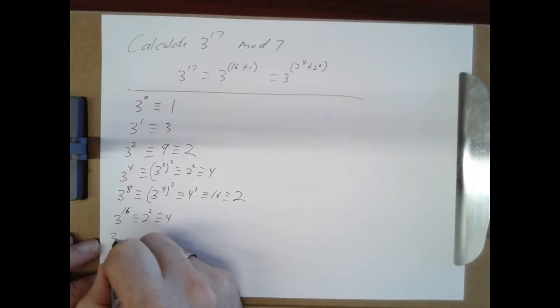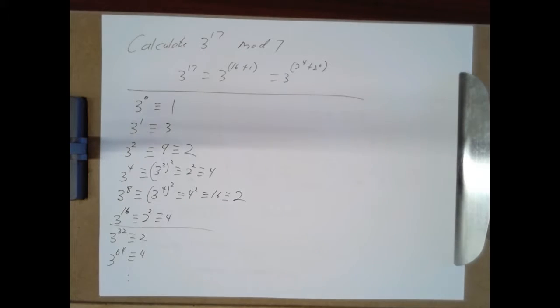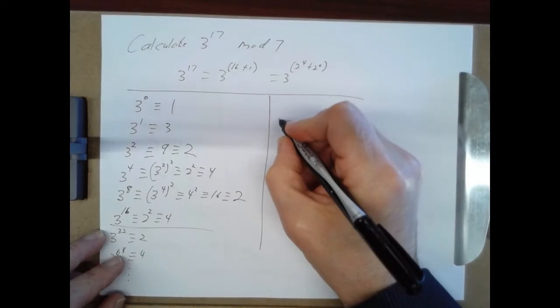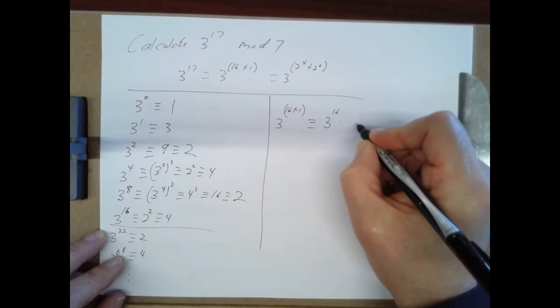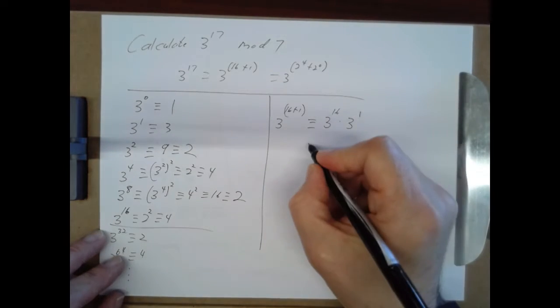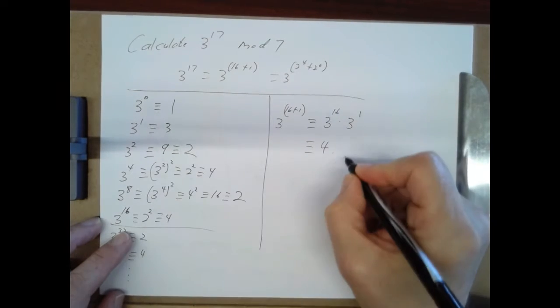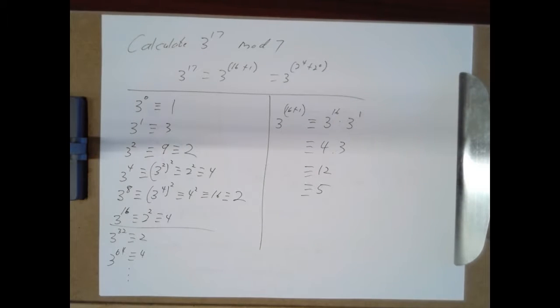And if we had to keep going, we've got a pattern now. 4 squared is going to be congruent to 2, and 2 squared is going to be congruent to 4, and that pattern is going to keep repeating from that point forward. So filling these out is just an exercise in writing, but we only need to go up to 3 to the 16th. So 3 to the 16th plus 1 is congruent to 3 to the 16th times 3 to the 1st. And 3 to the 16th is 4, and 3 to the 1st is 3. So this is congruent to 12, which is congruent to 5.